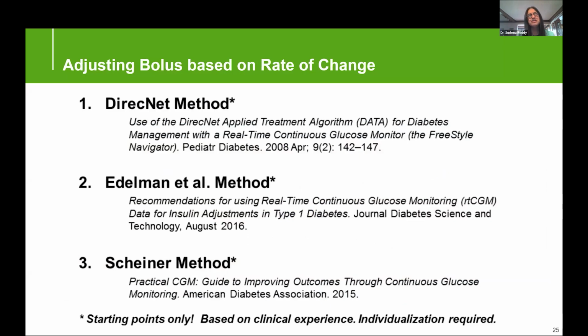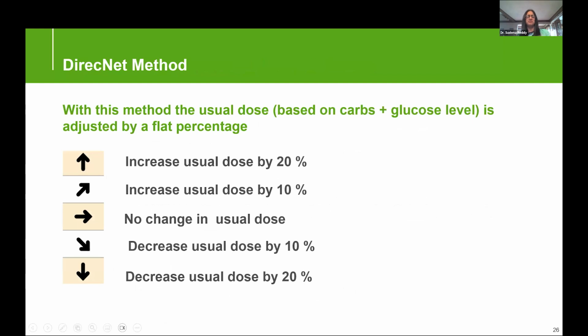I find it's the simplest, and all of these are really starting points. So what I'm going to go over with you today is the direct neck method. And it's really simple. So think of that patient that I used in his example who took 10 units of insulin for his breakfast every morning. If he's ready to take his insulin and the arrow is flat, he would take his 10, assuming he's normal glucose. But if the arrow was a diagonal one, instead of 10, he would increase it by 10%.